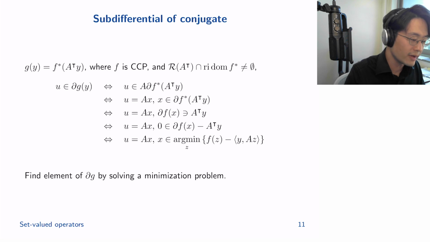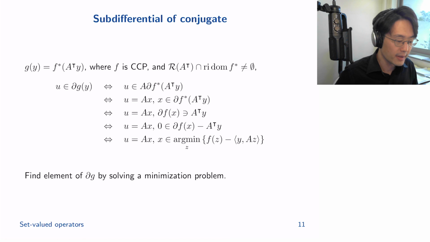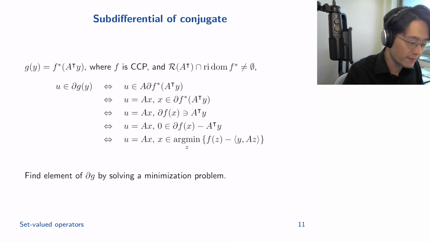Then, to characterize the subdifferential of the function g, we just write u is a subgradient of g at point y. And then, well, this holds if and only if u is a member of this expression.